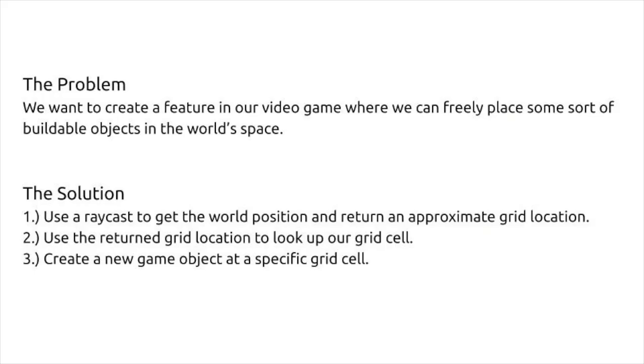Let's talk about the problem. We want to create a feature in our video game where we can freely place some sort of buildable game objects in the workspace. To do that, we will need to do three things. One, use a raycast to get the world position and return an approximate grid location. Two, use that returned grid location to look up the grid cell. Three, create a new game object at a specific grid cell.